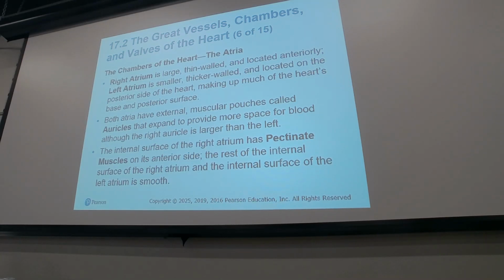Some of it will be the size. The atria are smaller than the ventricles. And the atria are located superiorly, so they are above the ventricles. So in terms of size, atria are smaller than ventricles.